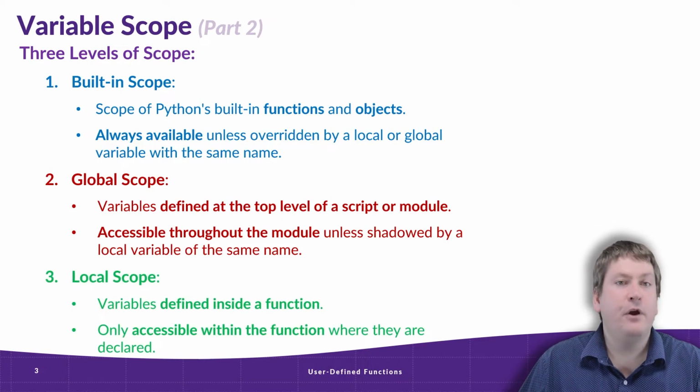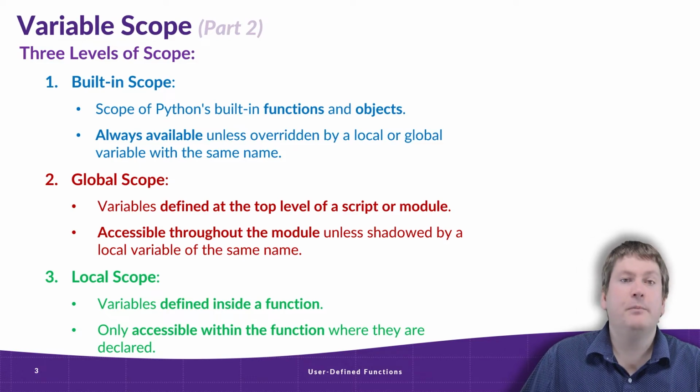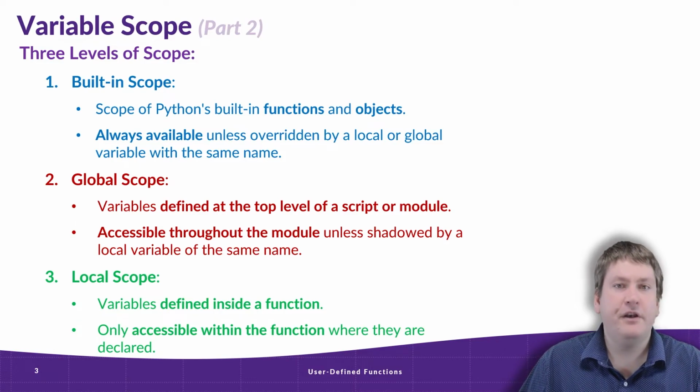The last level of scope is local scope. This is for variables defined inside of a function. These variables are only accessible within the function where they are declared.